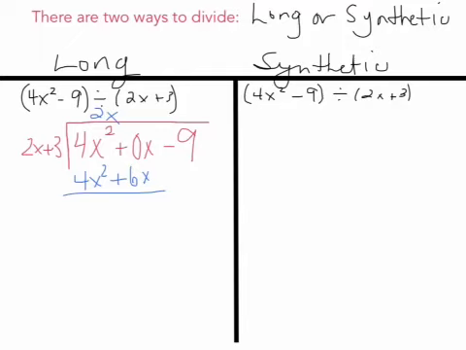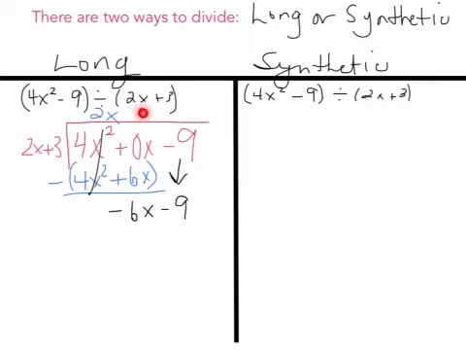And then we're going to subtract. Just be careful because you're subtracting both terms. So 4x squared minus 4x squared, that cancels, right? And you just end up with 0x squared, or nothing. We don't have to put anything there. And then 0x minus 6x is a negative 6x. Okay, and then you bring down the next term, which is just a negative 9. And then we do this all over again.